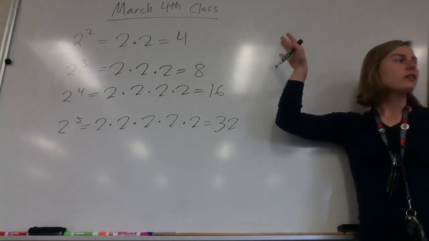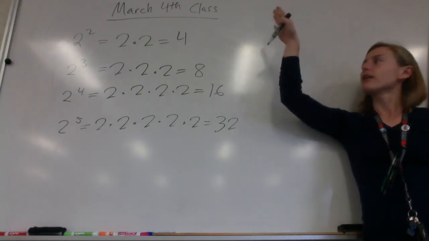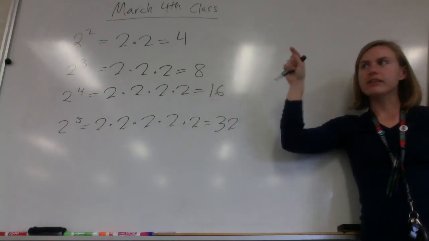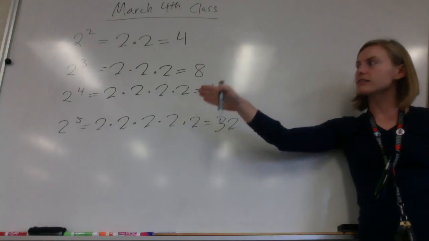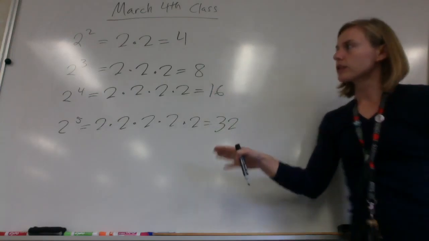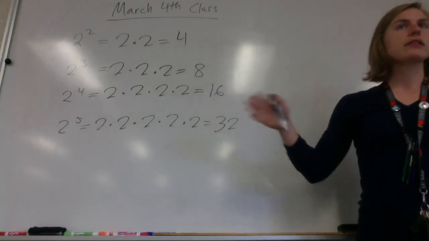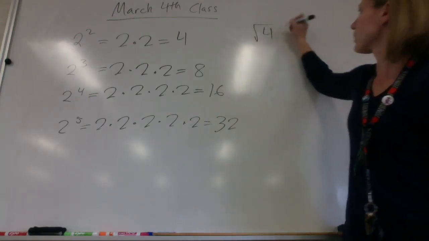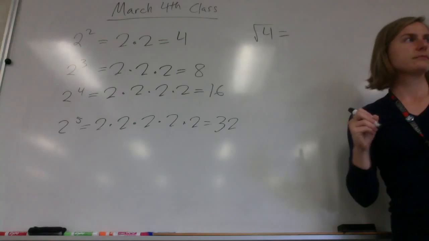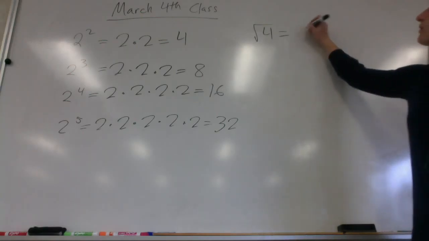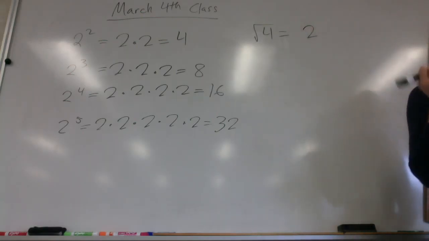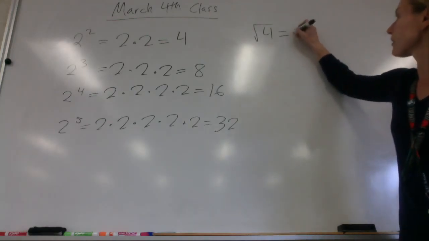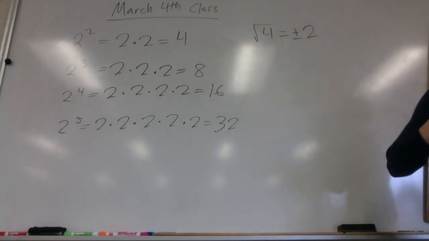Alright, so guys. So how do we feel about this stuff? We remember this. The little number tells us how many times we have that base multiplied by itself. So if I want to undo them, that's where radicals come in. So if I have 4 and I square root it, what's it gonna be? 2. And could it be -2? Yes, it could. So this is ±2.